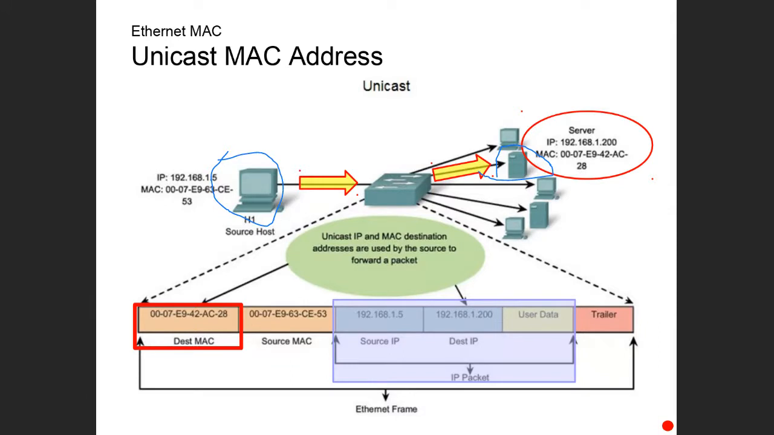So the destination MAC address is going to be the MAC address of the server, which ends in 28. And the source MAC address is going to be the physical MAC address of the source machine that created the traffic, which ends in 53. And then this violet colored part here is the upper layer encapsulated data, typically an IP packet.